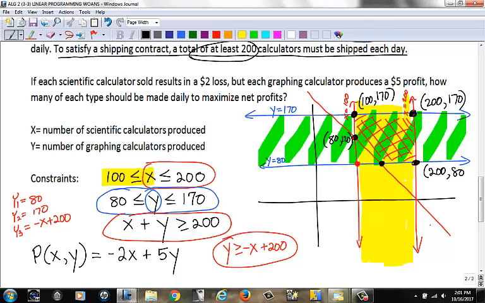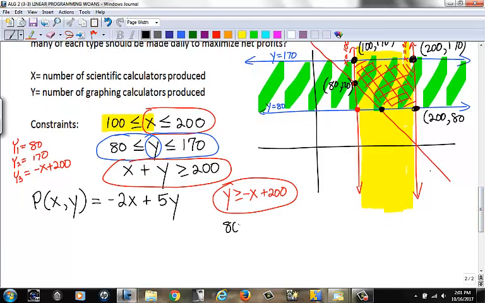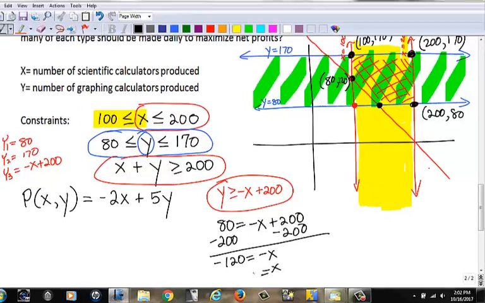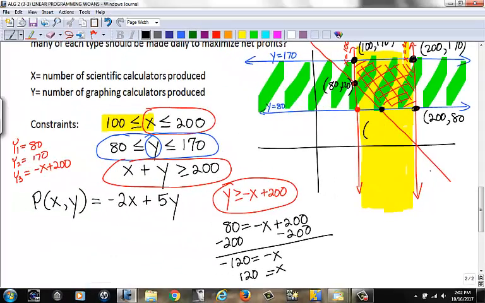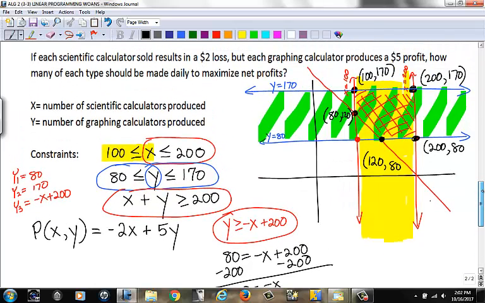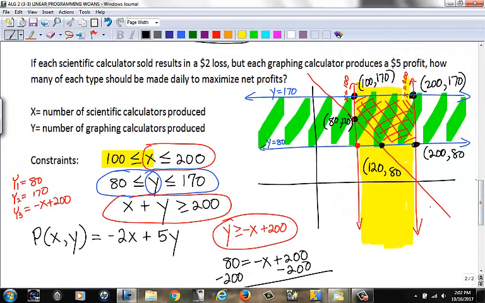What do we know about that one? Y is 80. So take that equation and let 80 equal it. Subtract 200. Negative 120 equals a negative x, so x equals 120. So for that one, the x is 120 and the y is 80. Okay, are we good there? So now we know all the ordered pairs.